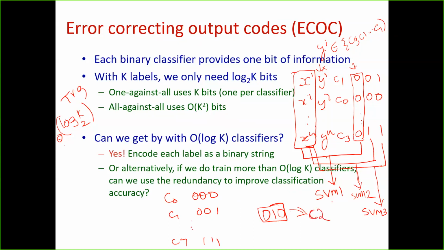Class C2, we assign a label class 2 to this. So how many SVMs are you checking to classify a new instance? 1, 2, 3 in this case. If there are k classes, how many SVMs? Log base 2 of k. So the testing complexity is also order of log k.